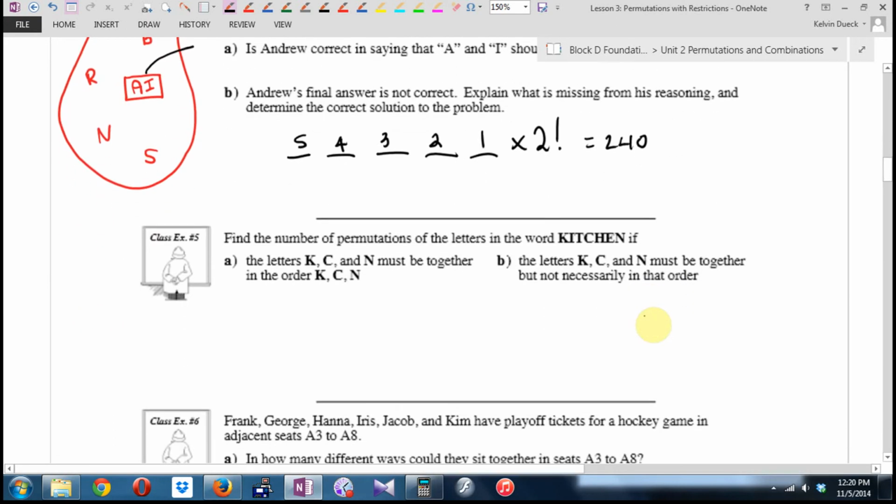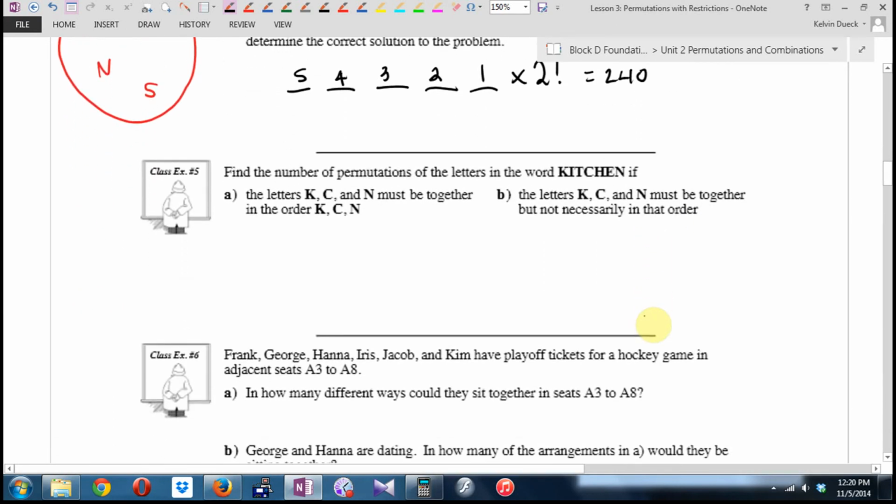Putting it all together. Example 5 says, find the, oh, did I miss this already? Already there. Find the number of permutations of the letters in the word kitchen. Okay, how many letters grand total? 7. I'll keep that in mind. If the letters KCN must be together in the order KCN.